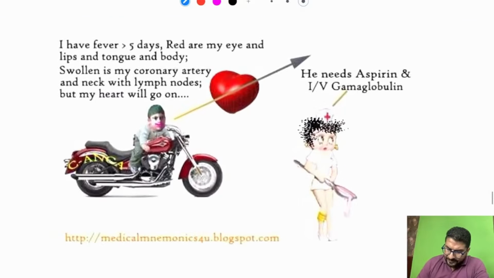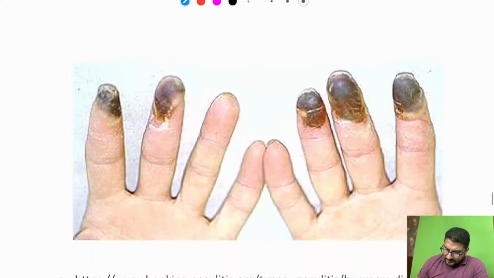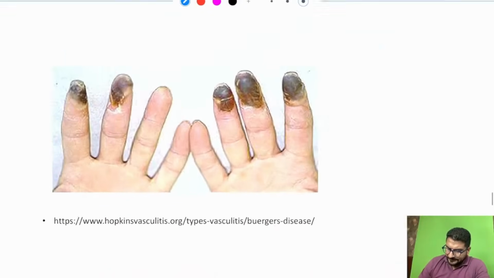So you can see I have fever. Red are my eyes means conjunctivitis. Lips and tongue swollen, and my coronary artery. Neck with lymph node, but my heart will go on. And he needs aspirin and IV gamma globulin. Right? Okay, moving to next disease like Behçet disease.